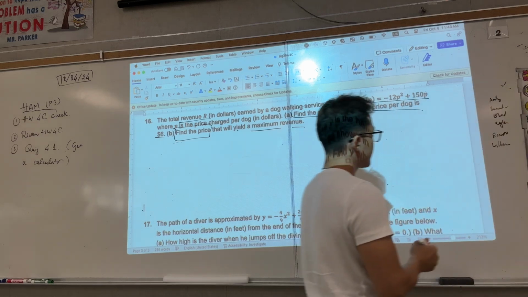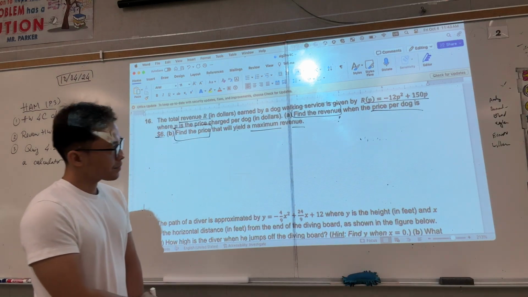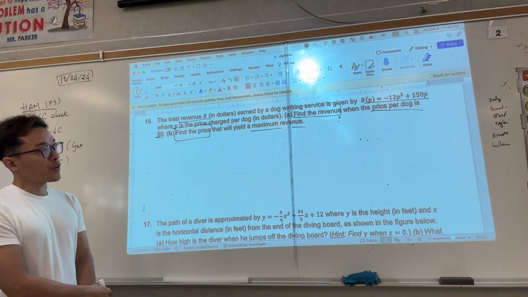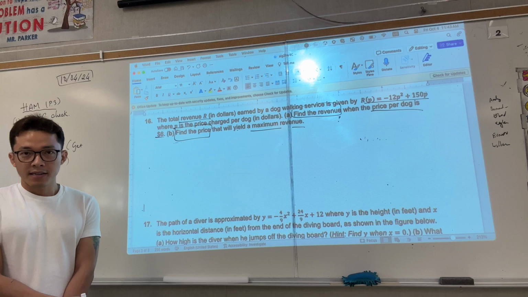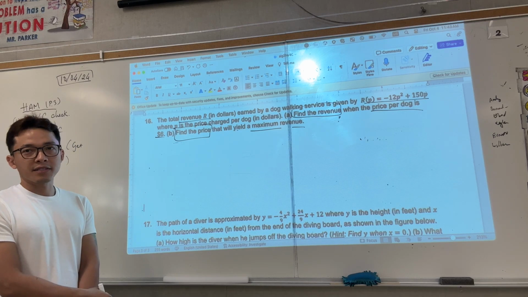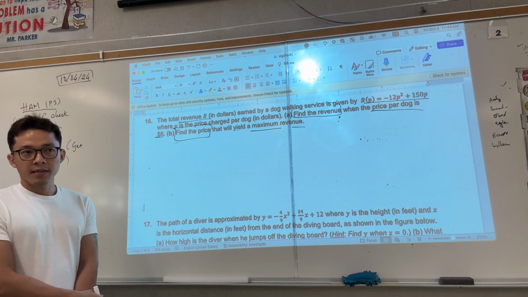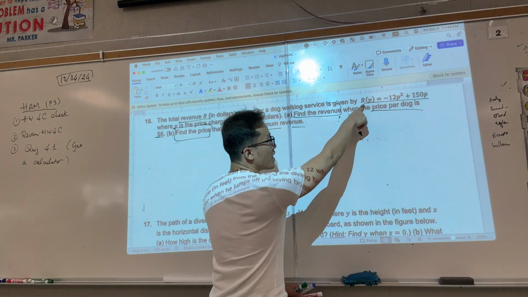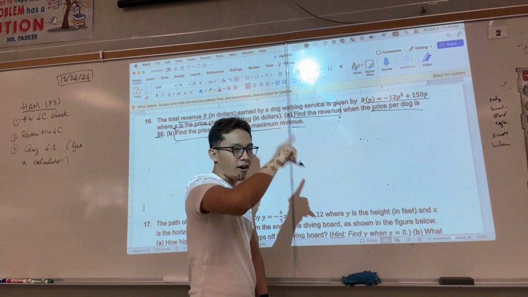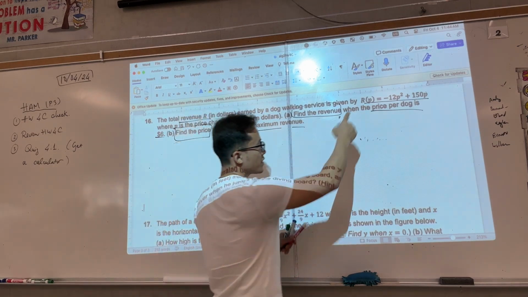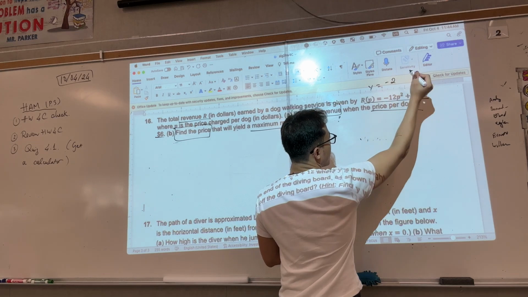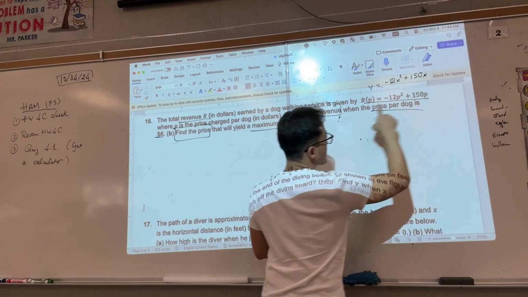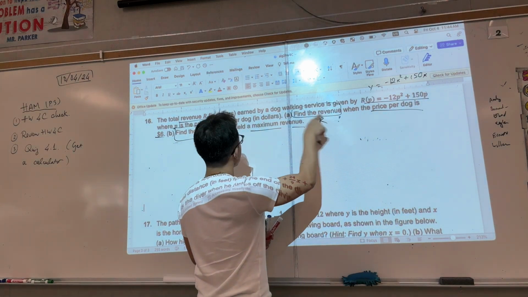Okay, Dana. Find the revenue when the price per dog is 6. What is the letter they're using for the revenue? R. Okay, so they're asking for the R. In this case, is R the X or Y? Y, right? So this is just like y equals negative 12x squared. It's just using a different letter. They're asking for the R because the revenue is R.